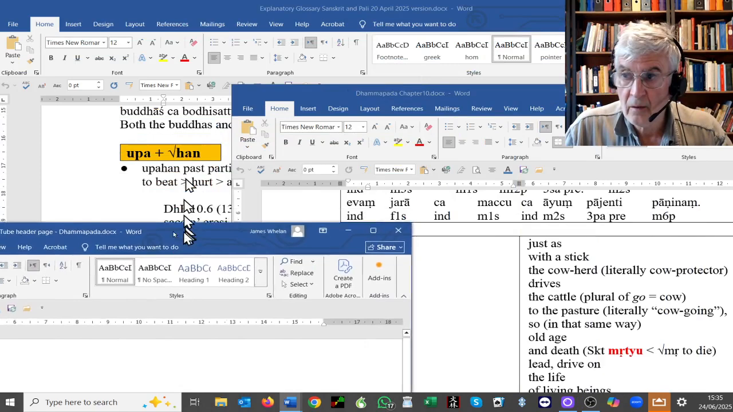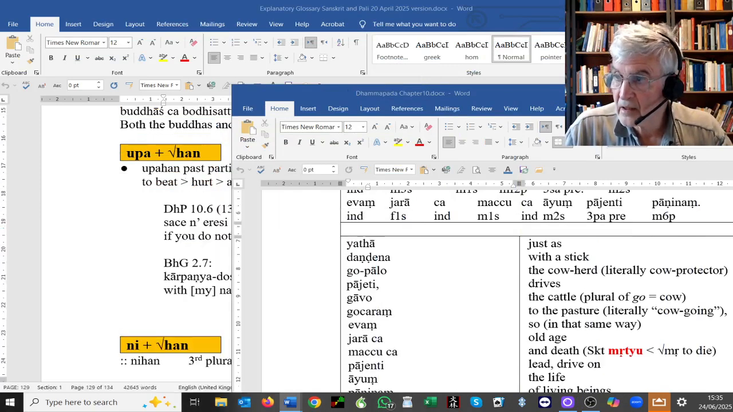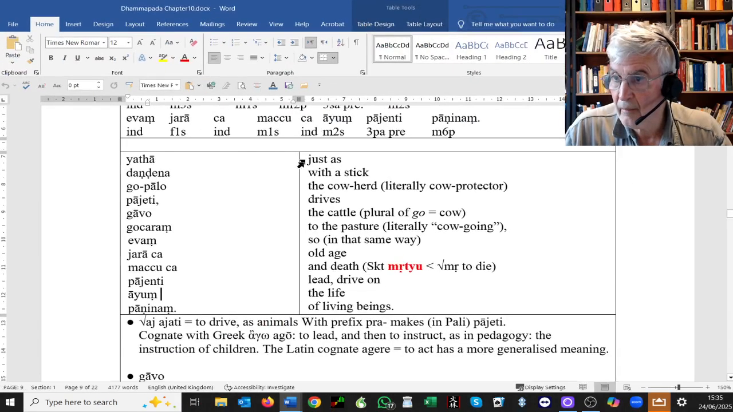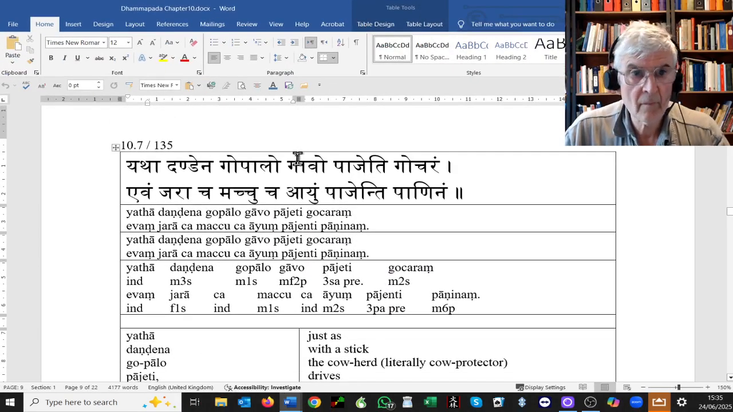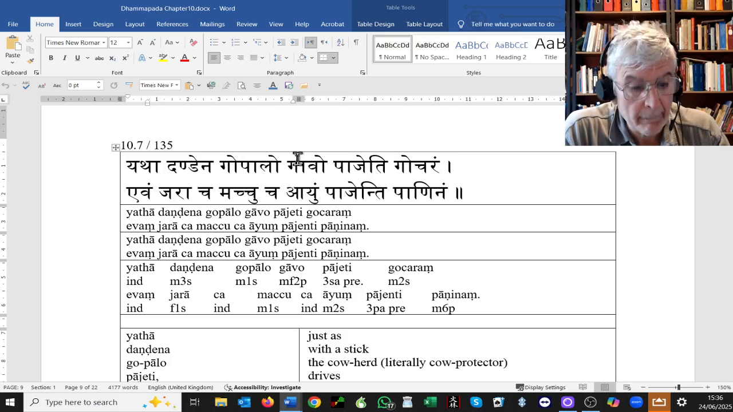And now with the text up, nearly there, here we are. Yatha dandena gopalo gavo pajeti gocharam, evam jara cha macchu cha ayum pajenti paninam.